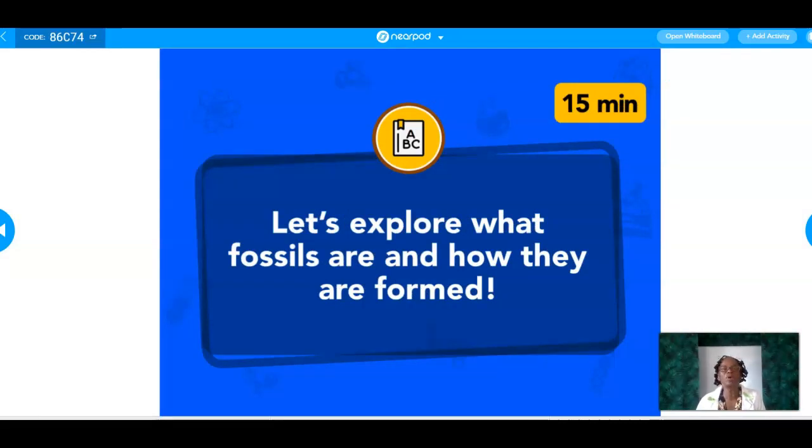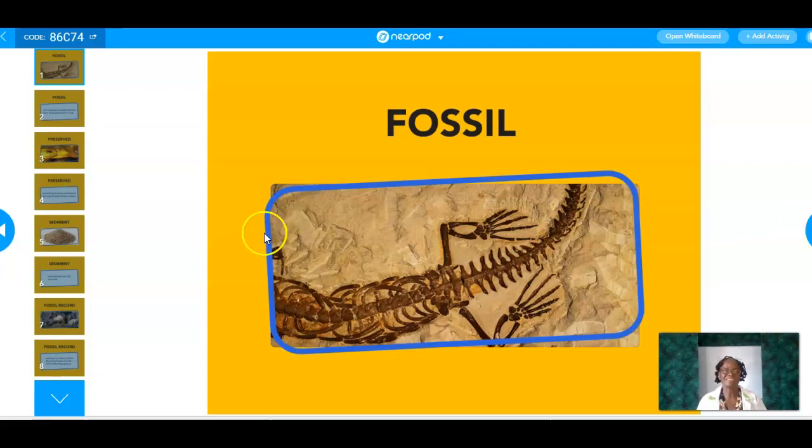And now we will explore what fossils are and how they are formed. Again, use as much or as little of this as you want. Many of these notes came straight from the vocab found in the 4th grade textbook on fossils, and the pictures were found elsewhere.